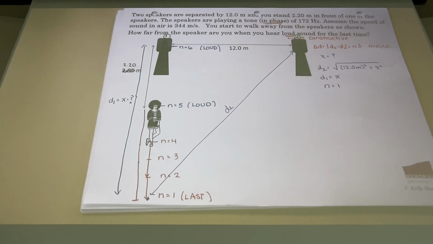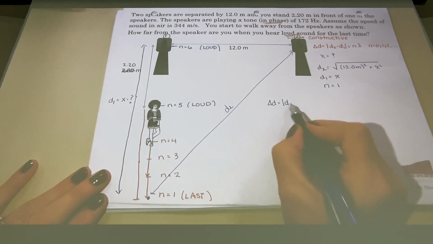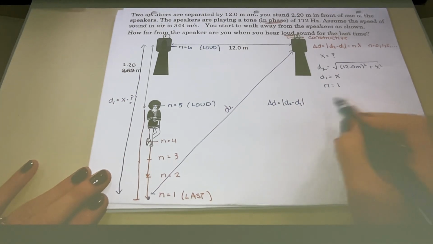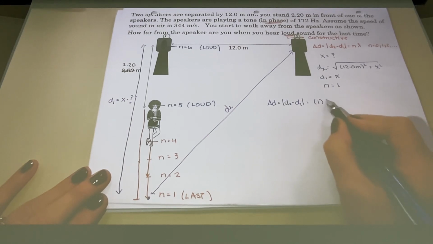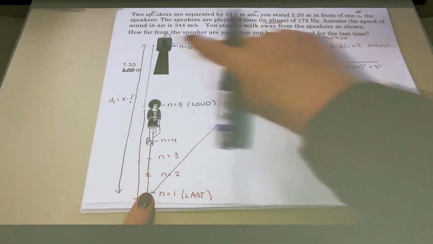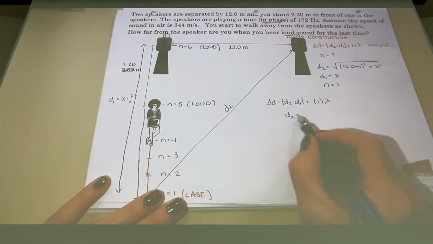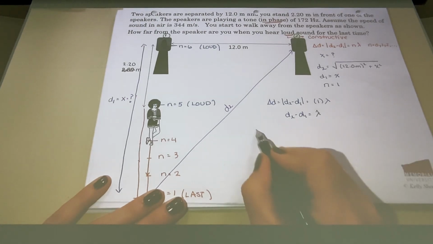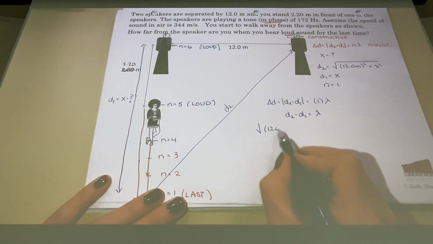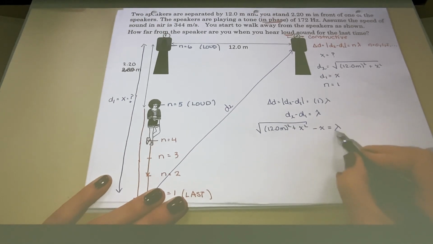So now we've got all the ingredients. Let's put it in. Let's figure out x. Any questions with the idea so far? All good? So delta D is D2 minus D1. That's going to be equal to n times lambda, but n is equal to 1, so it equals lambda. D2 minus D1. My D2 is bigger than D1, so I'm just going to drop my absolute value signs because I know my D2 is bigger. When I subtract them, I know that I'll get a positive value. I'll put in D2, square root of 12 meters squared plus x squared, minus x equals lambda.